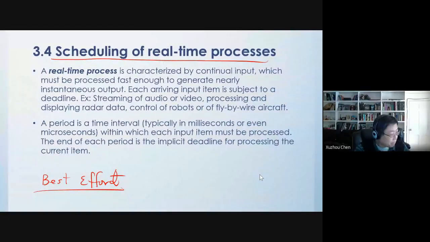Okay, so for the last class, or before the last couple of classes, we talked about CPU scheduling. We first talked about some of the scheduling algorithms, like FIFO, and also shortest job first, and shortest remaining time first.